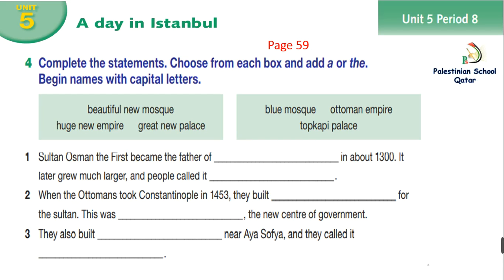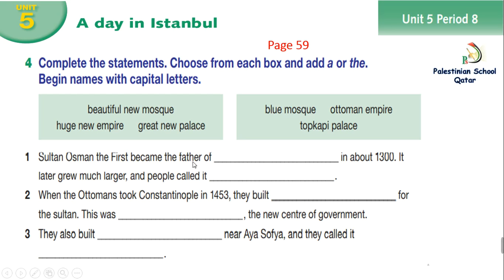In this exercise, on the same page 59, complete the statements, choose from each box and add a or the. Begin names with a capital letter. Now here in the first box we have beautiful new mosque, huge new empire, great new palace. The second box, Blue Mosque, Ottoman Empire, Topkapi Palace. Number 1. Sultan Osman I became the father of in about 1300.